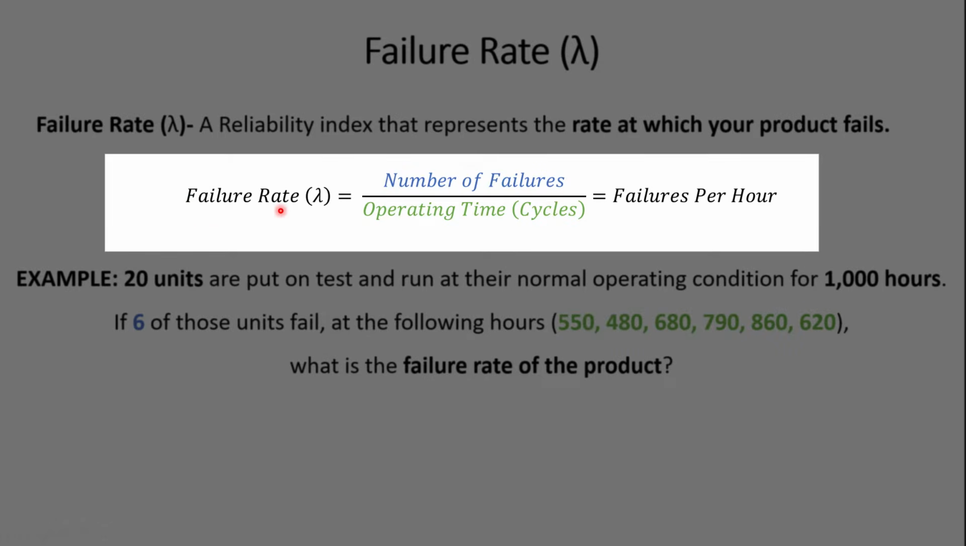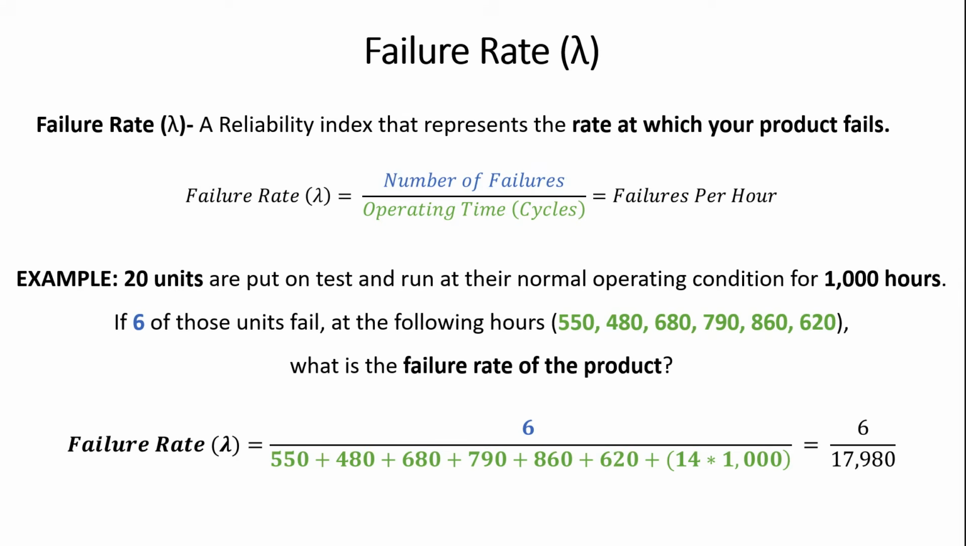Now we can use our equation here. So let's see what we've got. The failure rate lambda is equal to the number of failures. Now remember, we had 6 out of the 20 units fail, so we had 6 failures. And then in the denominator here, we have the operating time. So for those 6 units that failed, we can simply just take those data points right out of the problem statement and put them in here.